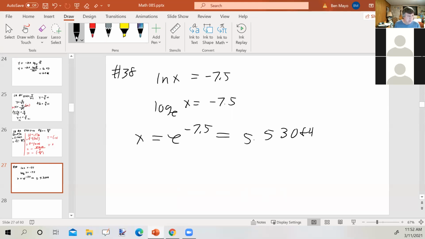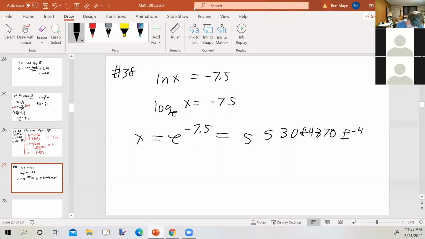Wait a second. Solve the equation, express in 4 decimal places. I see what I did wrong. I didn't use the correct grouping symbols. Oh, yes, I did. Yes, I did. Okay. This is 5.5308437. Oh, but it says e to the negative 4 power.